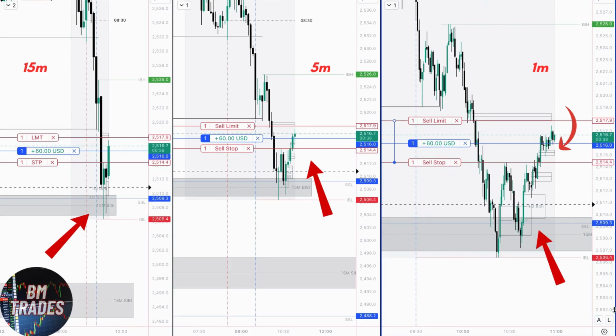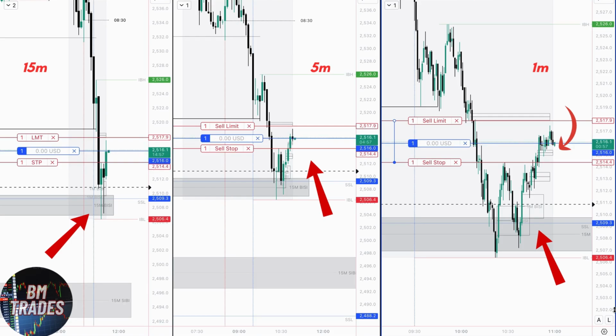I do expect price to trade all the way up to that initial balance high, that green line up there, but I'm content with taking just this portion here. So basically, this is how I use the 15-minute, the 5 minute, and 1 minute with no bias whatsoever. And let's watch the price get to the take profit.